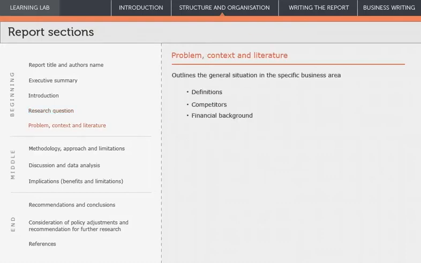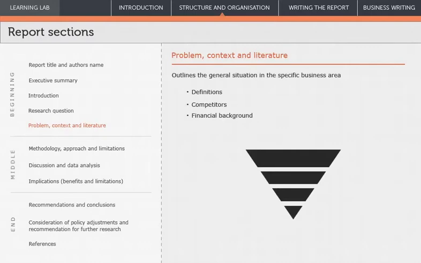The problem, context, and literature section of the report require a general introduction to the business, which then narrows to cover details of competitors and their financial background. Again, you are writing from general to specific.